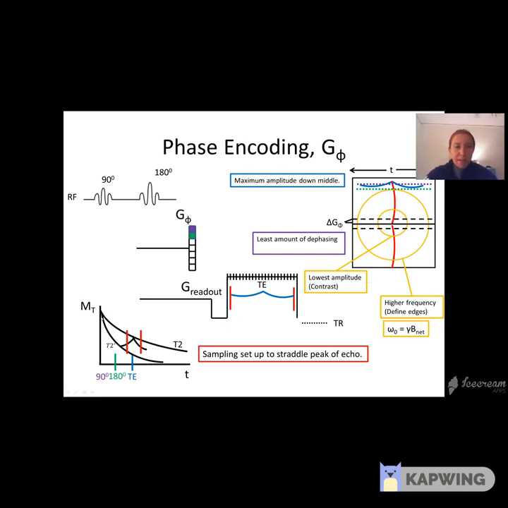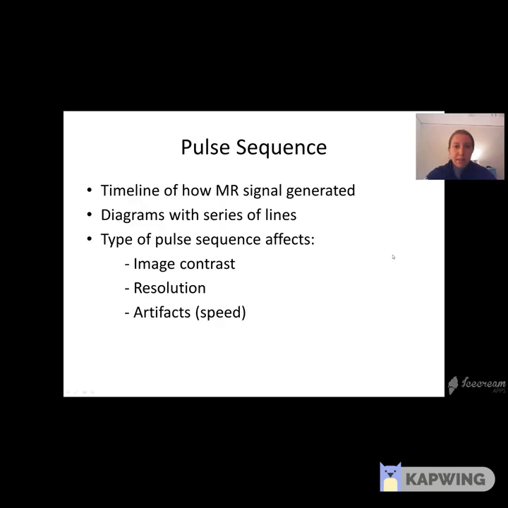And what's happening with the signal over time is that we give a 90-degree pulse, and then the signal starts to decay, and then there's a little bit of regrowth after the 180 pulse here, and then we start to sample at around time TE. And that's basically what we're measuring in the readout gradient. In terms of K-space, the center is the lowest amplitude, and it will give us a measure of contrast, and then the edges define the higher frequencies, so edges and stuff. So that's basically where I left off from the last talk.